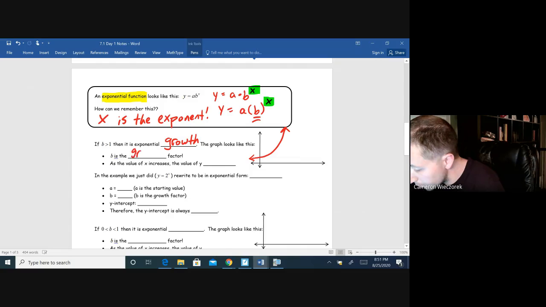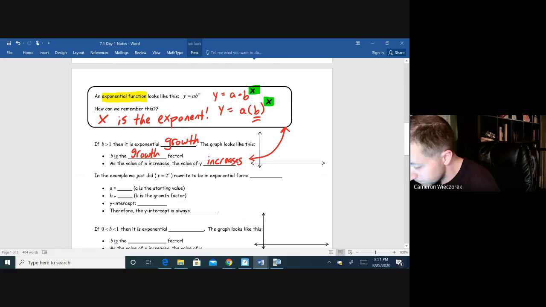B is what we call the growth factor. It's like the multiplier. Okay. It's what you're multiplying by over and over again. And as we said on the front, as X gets bigger, as X increases, the value of Y also increases, which you can see on the graph.